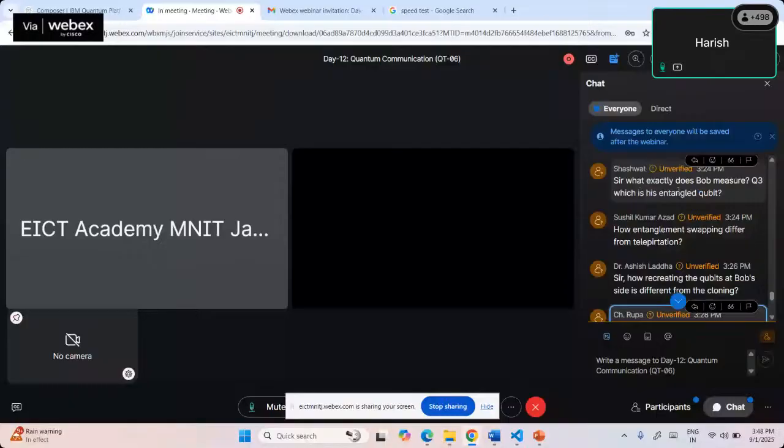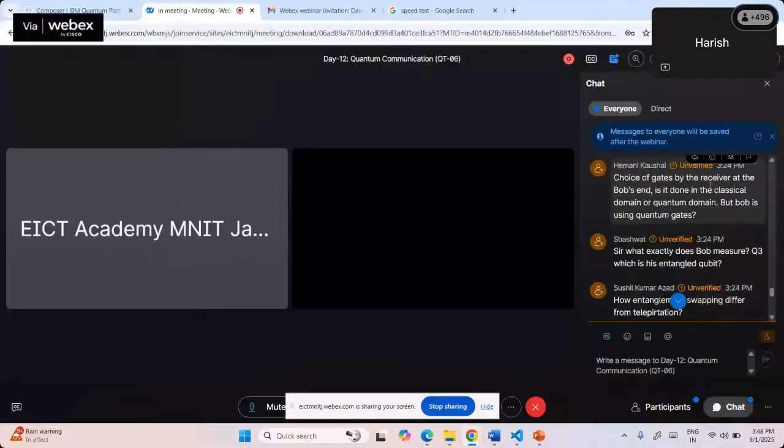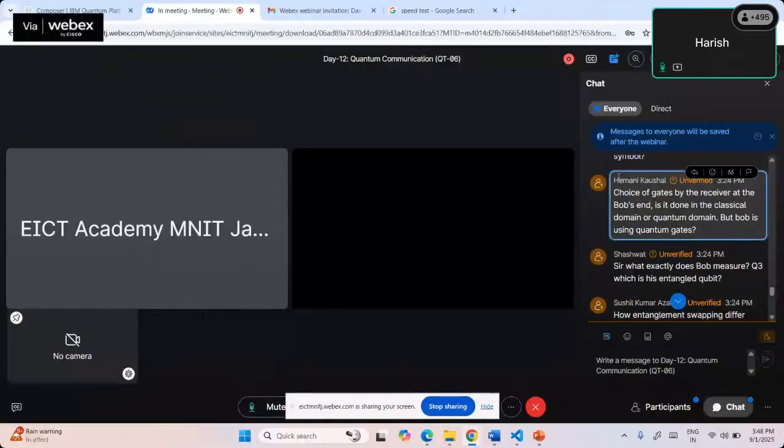What does Bob measure? Bob measures the third qubit, which is part of the entangled pair, and observes the same thing which was there initially in the psi state with Alice. This is the important point here.